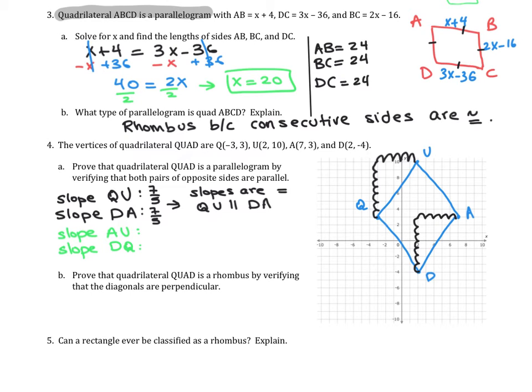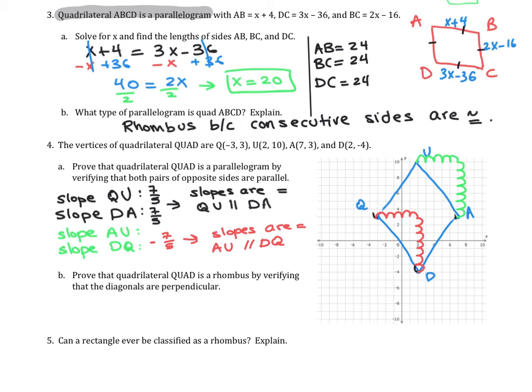Okay, so I'm going to count from A to U and then from D to Q. But let me erase this so things can look better. Okay. Now AU. So I'm going 1, 2, 3, 4, 5, 6, 7, and then 1, 2, 3, 4, 5. So I'm going up 7 to the left 5. So that's a negative slope. So negative 7 over 5. Now, what about DQ? So 1, 2, 3, 4, 5, 6, 7, and then 1, 2, 3, 4, 5. So 7 over negative 5. So it's negative 7 over 5 as well. So the slopes are equal, which means that AU is parallel to DQ.